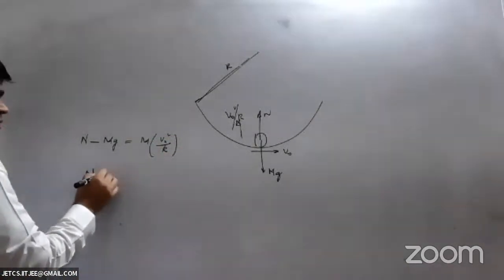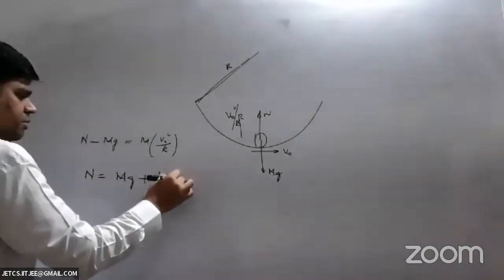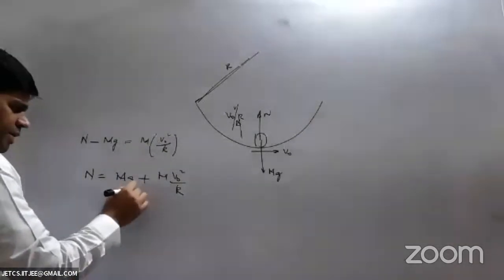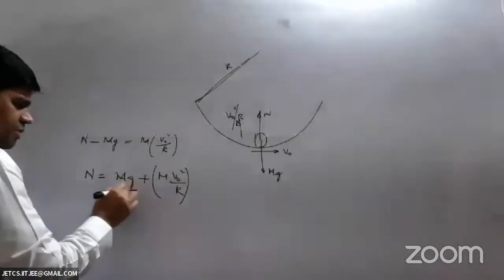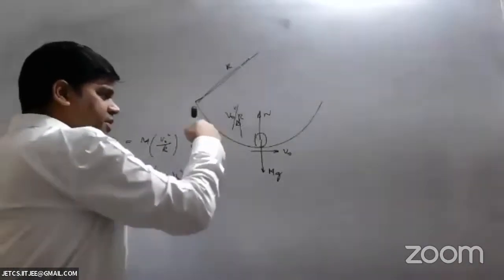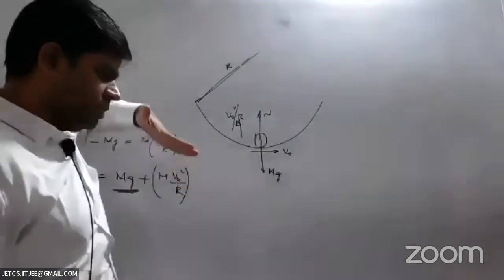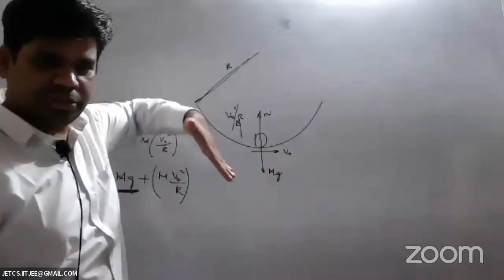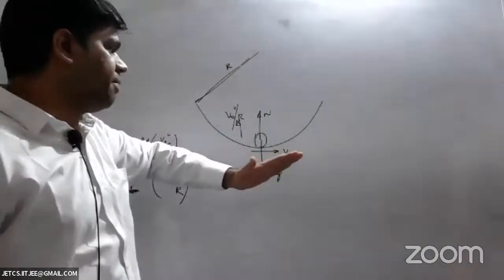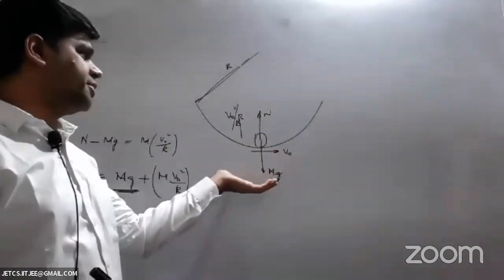So N is equal to mg plus mv square by r. Now look at this, students. You have an additional term being added to the gravitational force. So normal reaction is definitely more than the gravitational force at a point where the cup is directed upwards. All right, cup open upwards.